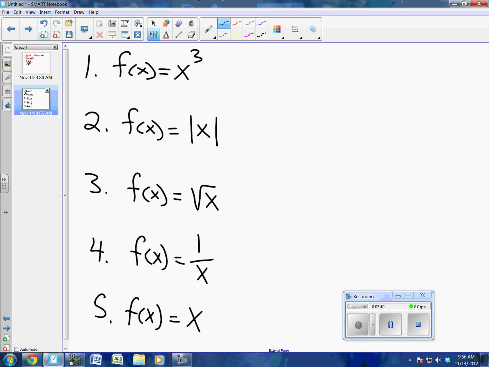Okay, now, we're going to name each type of function right here. This first one, what kind of function is this one, you guys?